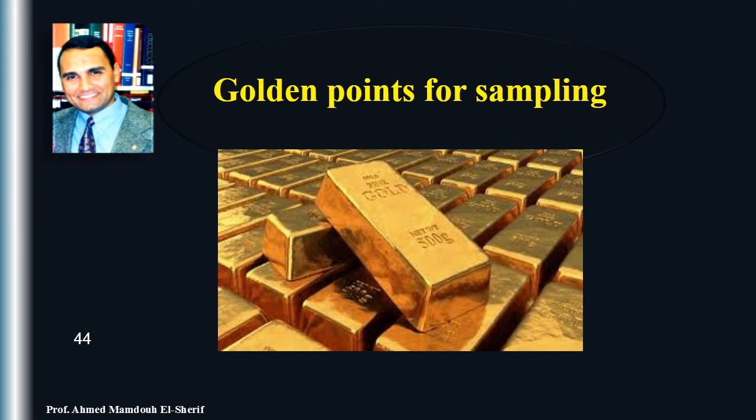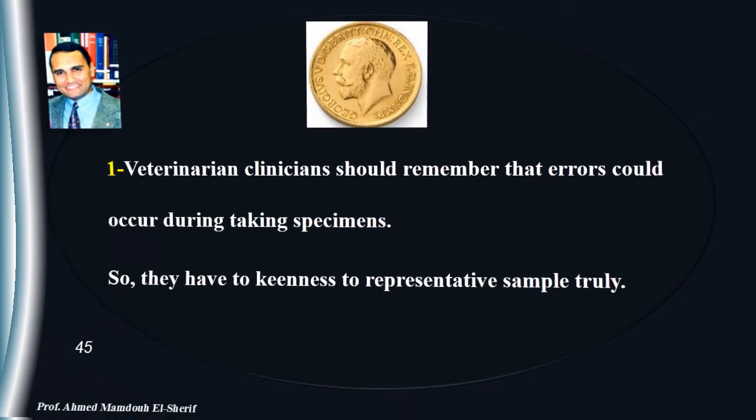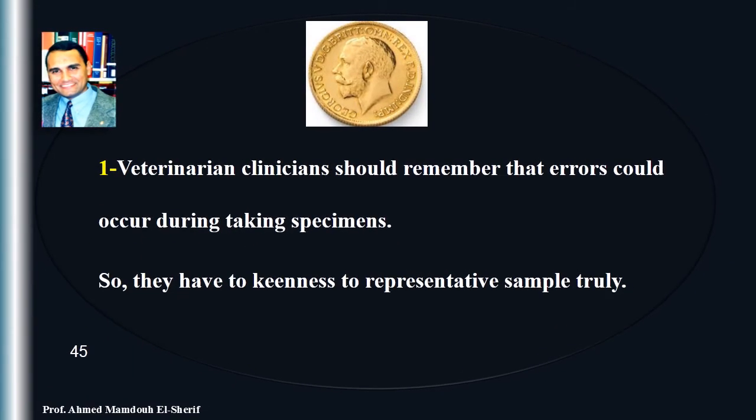Golden points for sampling. These golden points have to be followed for good sample collection. The first golden point: the veterinary clinician should remember that errors could occur during taking of any specimens, so they have to choose representative samples truly.